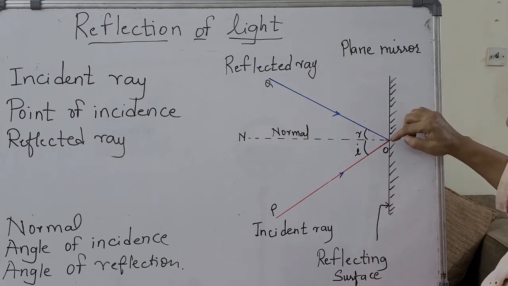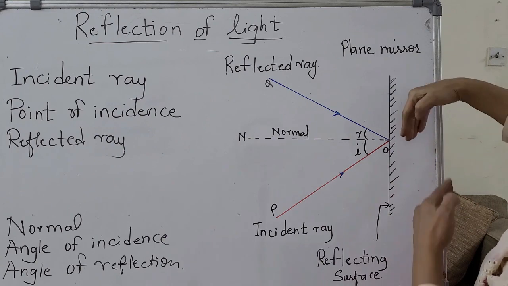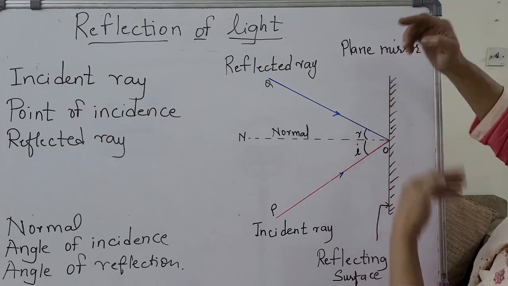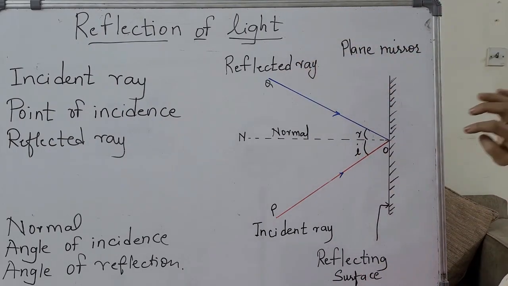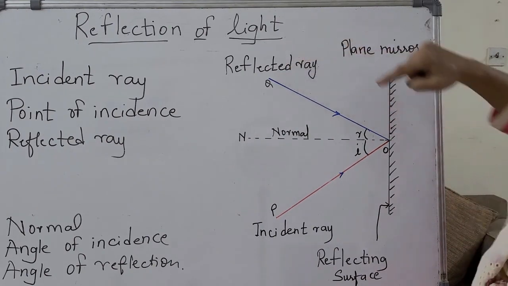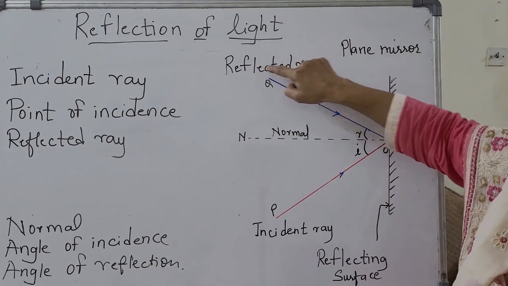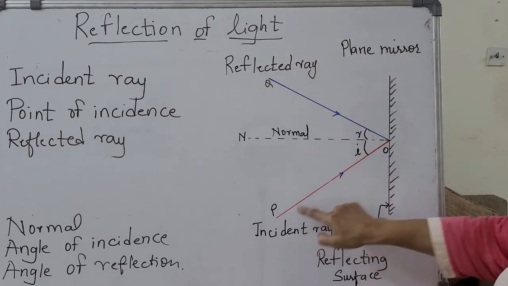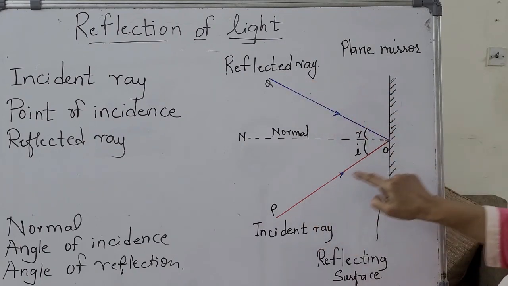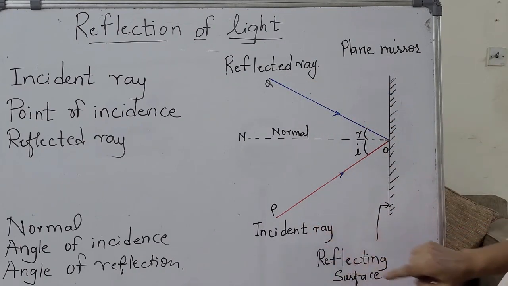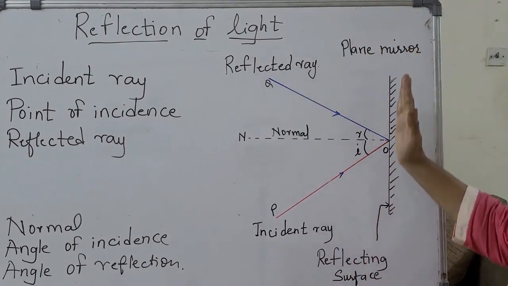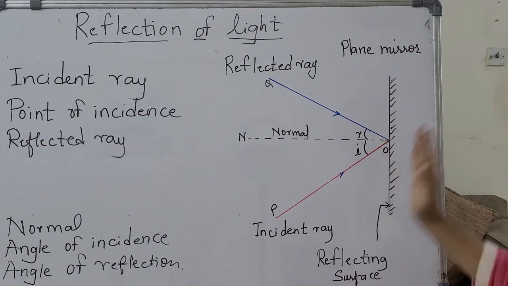Now from this point, another ray is initiated, which is the reflection of the first one. That is known as the reflected ray. This ray bounces to form OQ. So this is the ray OQ, which is the reflected ray. OQ is the reflection of PO. So this is the incident ray which is striking, this is the reflected ray, and this is the surface of the mirror.